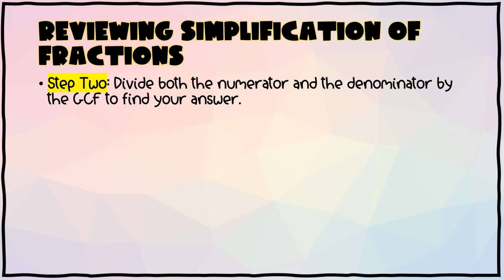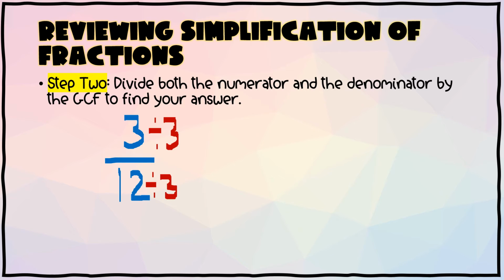So we had 3/12, and our GCF on the previous slide was 3. So I'm going to divide 3 by 3 and 12 by 3. Essentially, what you do to the top, you also have to do to the bottom. So we're dividing both by 3. And my final answer, 3 divided by 3 gives me 1. 12 divided by 3 gives me 4.